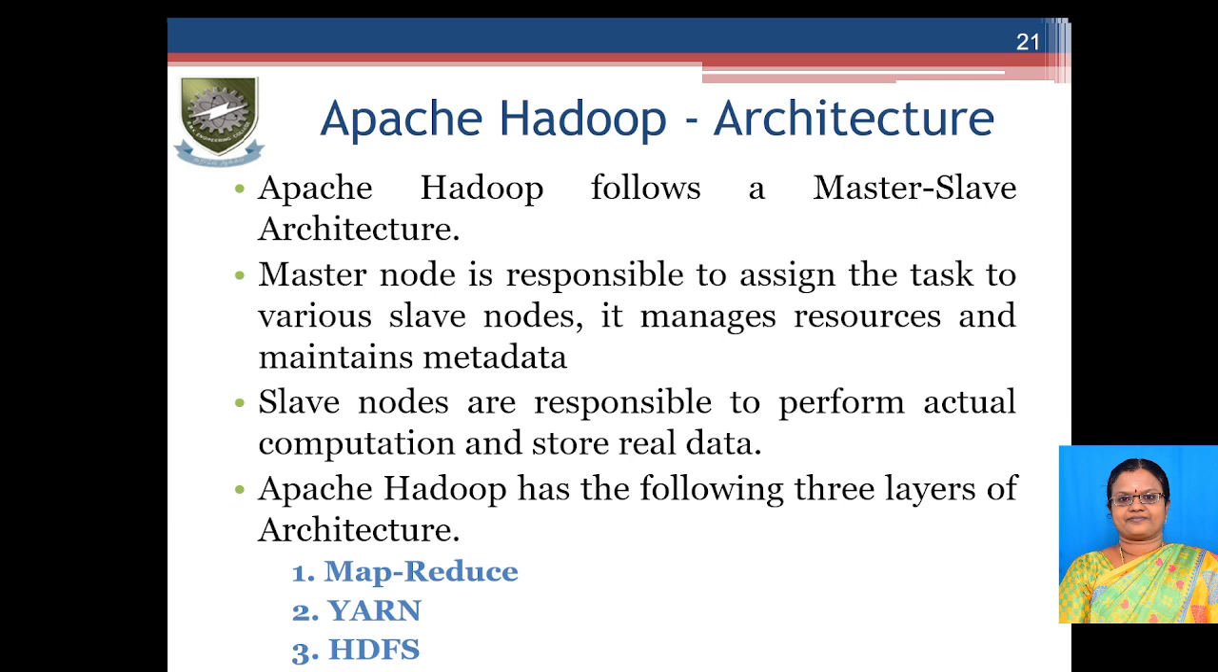And then if you see the basic architecture, it supports a master slave format. The master is responsible for assigning tasks to various slave nodes. Also it maintains the resources as well as the metadata information, whereas the slave nodes are responsible for performing the actual computations and storing the real data. And it has three layers in its architecture. The first one is MapReduce, the second one is Yarn, and the third one is HDFS.